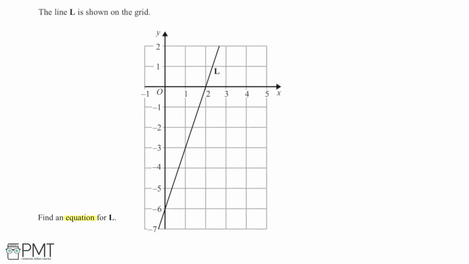So here we have the line L, which is shown on the grid, and we're asked to find an equation for this line L. So if I have a look at the grid, we have the x-axis here and the y-axis, and this is the line L, which is a diagonal straight line here. So if we're looking to find its equation, I always find it useful to basically write down the general form for an equation of a straight line, just so I can see clearly what I'm working with. So that is going to be y is equal to mx plus c. This is a general equation for a straight line.